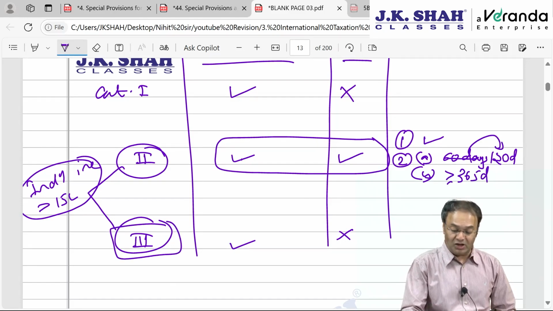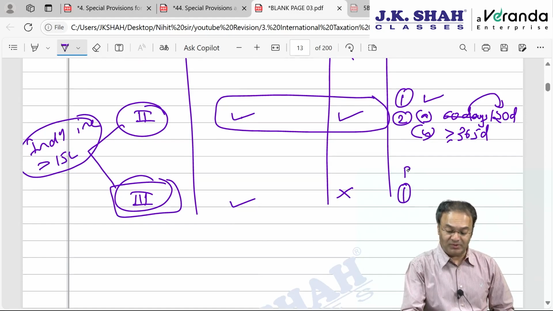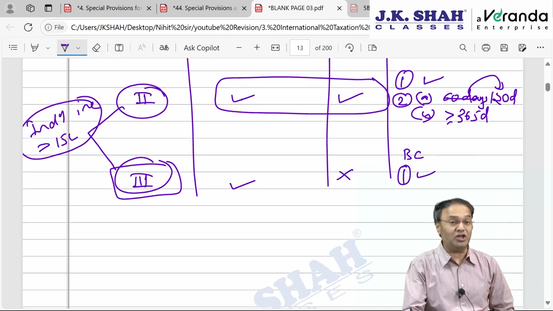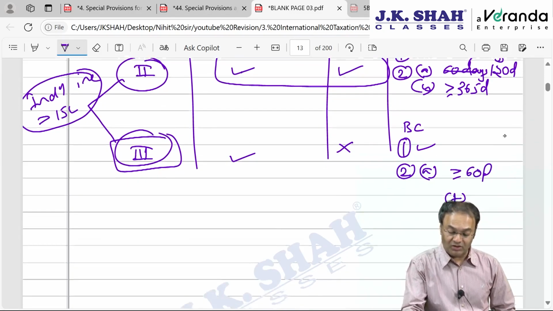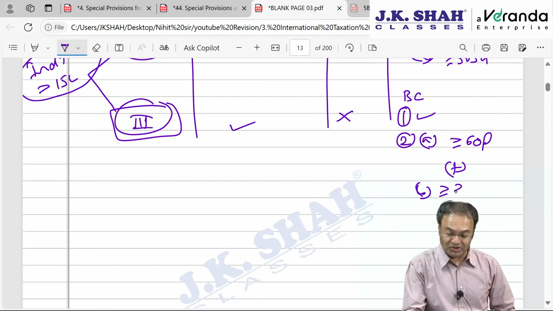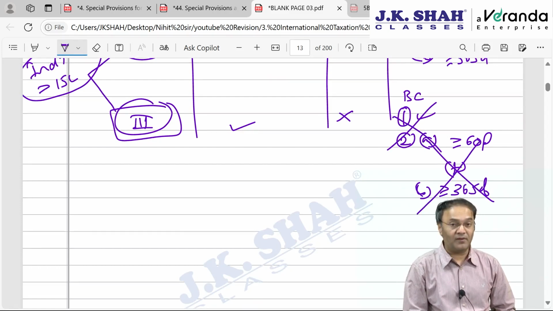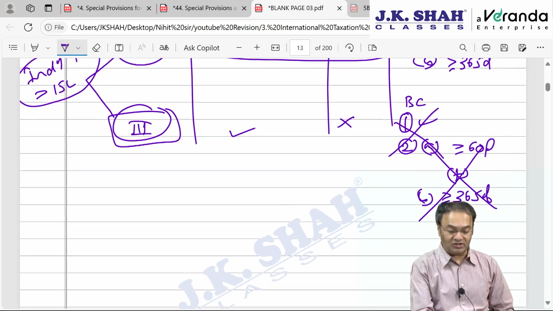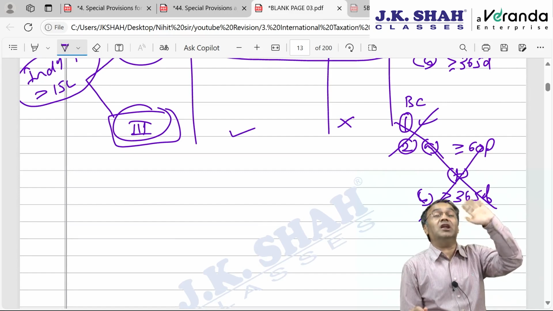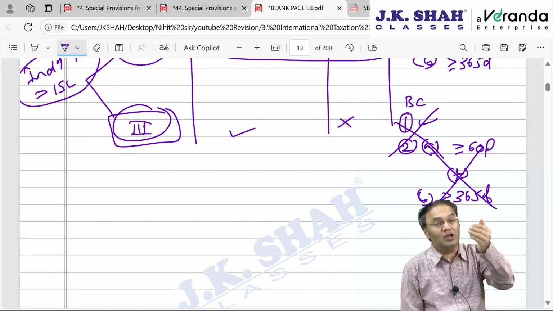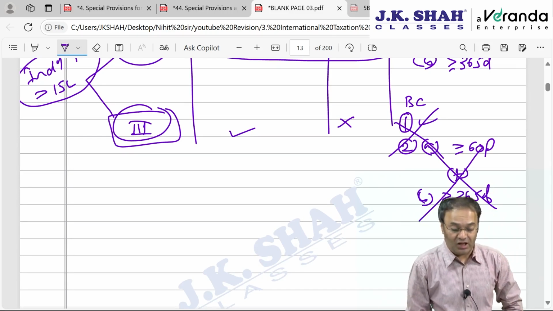Category 3 is little amusing. Here basic condition, first basic condition will remain intact, 182 days or more in the current year. Second A part, 60 days or more, and plus 365 days or more in the preceding 4 previous years. Category 3 means not liable to be taxed in any country. Not liable to be taxed in any country by reason of his so and so, he will be deemed to be resident in India, and accordingly Indian government will be able to charge him tax.